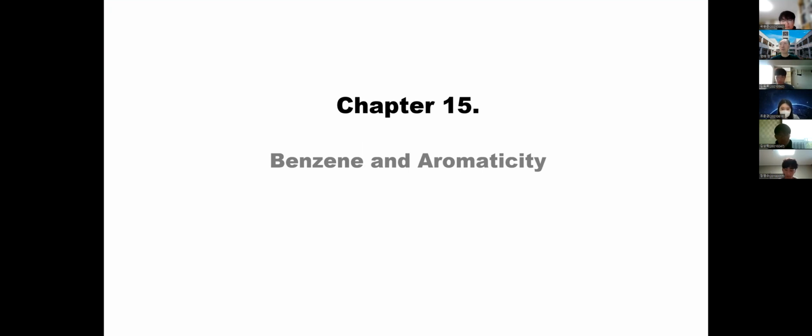Okay, today we are going to study about the benzene and aromaticity. This is the shape of benzene. Benzene is a very unique molecule. Why is this unique? Anybody can tell? Dayan, why is benzene unique?